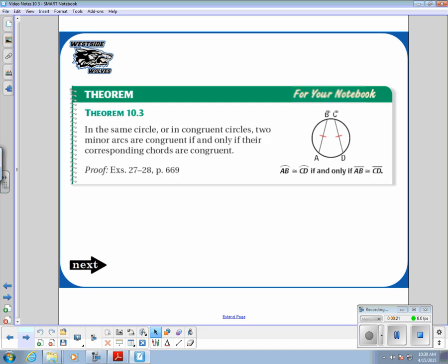First we need to highlight Theorem 10.3, which says that in the same circle or in congruent circles, two minor arcs are congruent if and only if their corresponding chords are congruent. So if these two chords are congruent, that means this arc's measure in degrees is the same as this arc's. If this is 70 degrees, this would have to be 70 degrees, because the two congruent chords cut off equal parts of the circle.